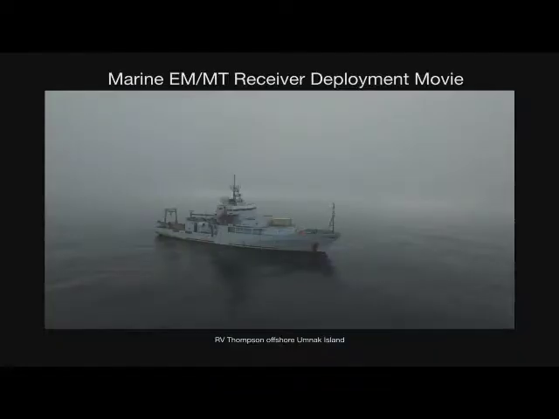And so let's see here. How do we actually measure these fields? Well, in order to do it in the ocean, we need a ship, preferably a big ship like this, like the RV Thompson.